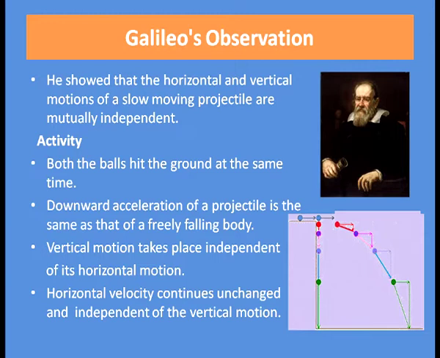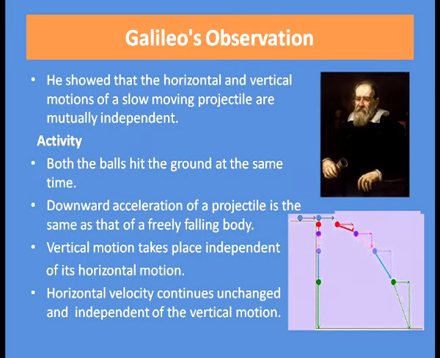Another thing is that the vertical motion takes place independent of its horizontal motion. Previously, we told that both the balls have the same downward acceleration. That means, in the second case, when we are throwing a ball in the horizontal direction, it is covering some horizontal distance also, but the vertical motion takes place independent of its horizontal motion. Another thing you can observe is that the horizontal velocity continues unchanged and independent of the vertical motion in the second case where we are throwing the ball horizontally.